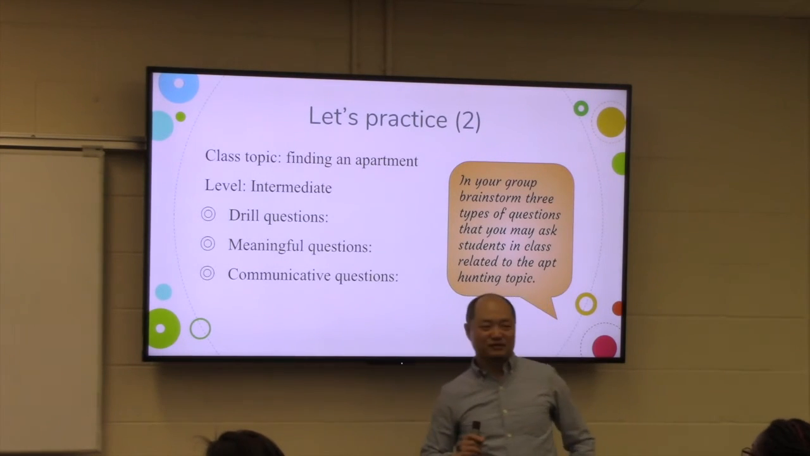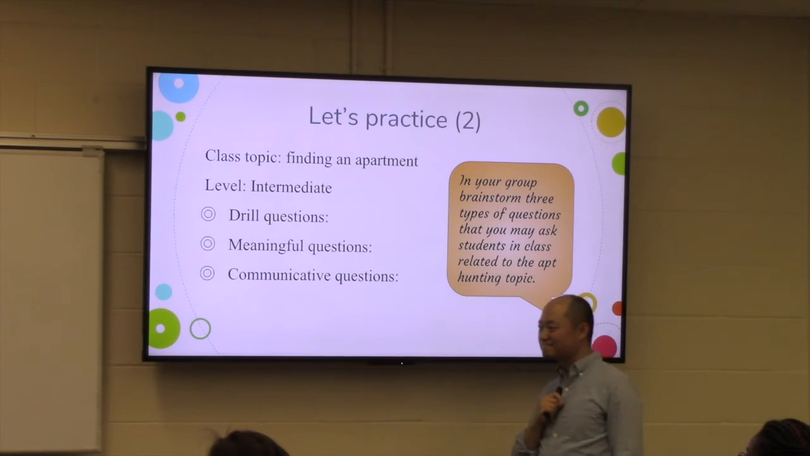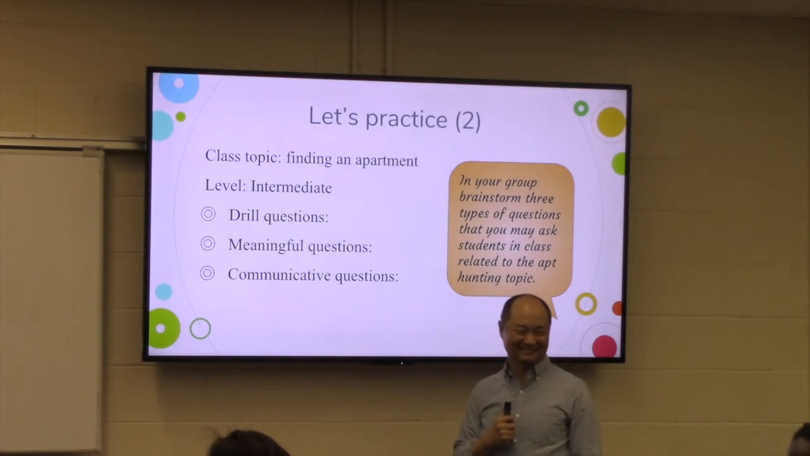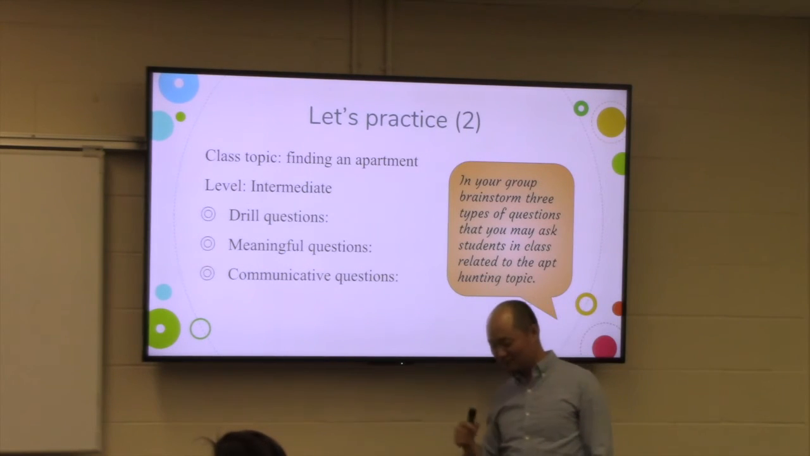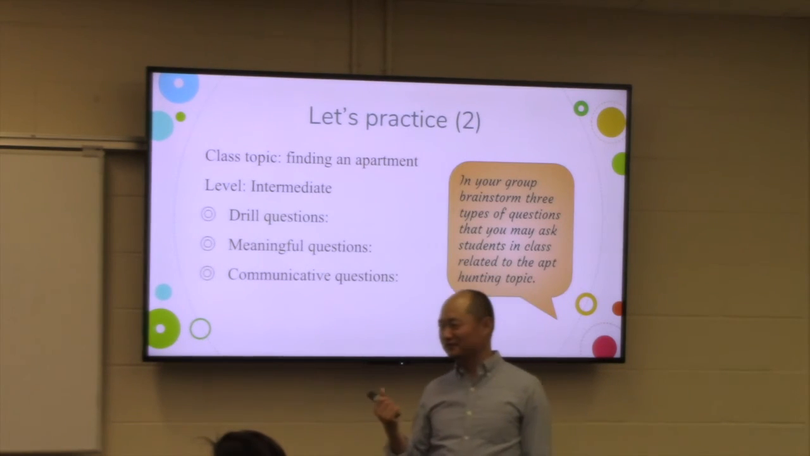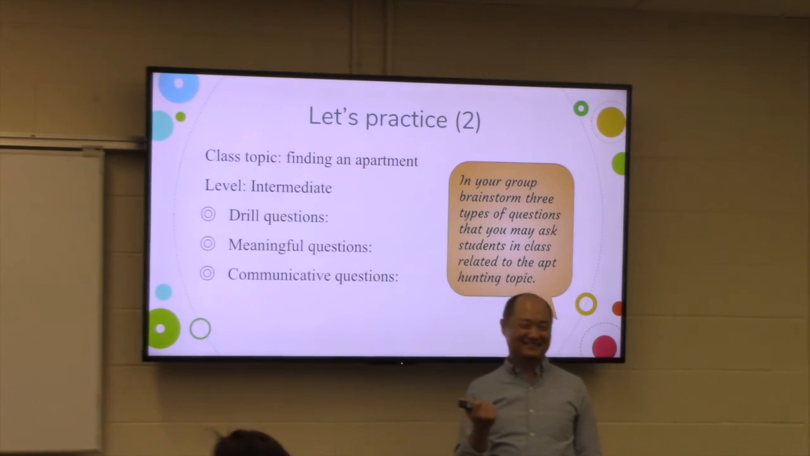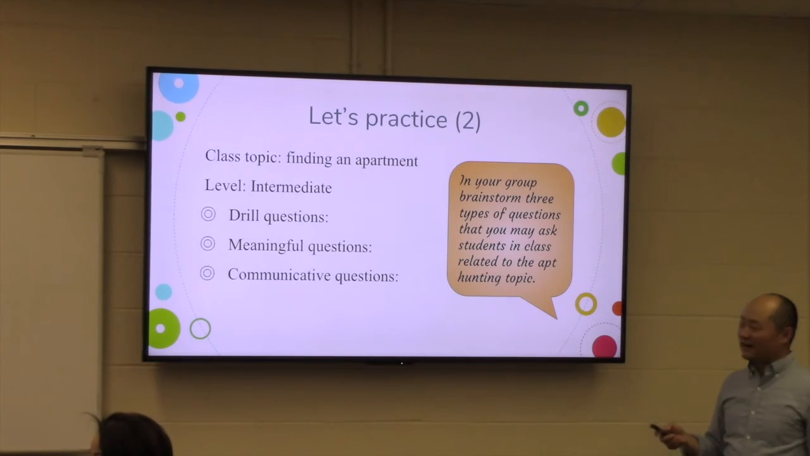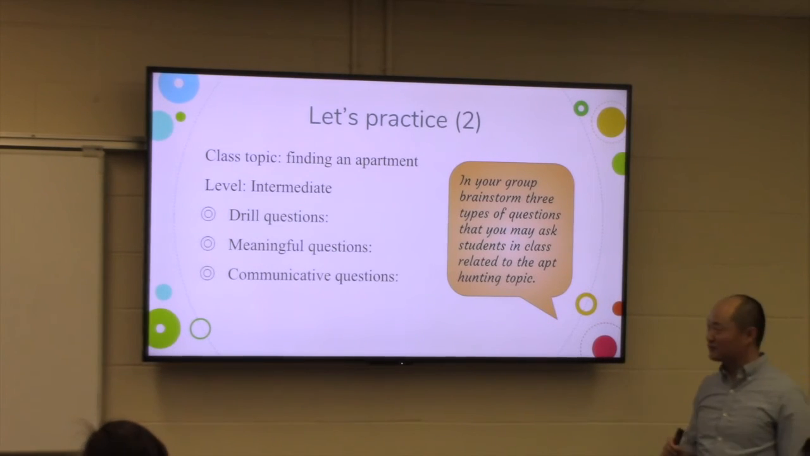So communicative questions? The requirements for your ideal apartment. That's a great idea. How many bedrooms do you want? Do you want furniture in the room? Furnished or unfurnished? Are pets allowed or not? Pet fee? Utilities? Things like that, right? I think you already got that. So those are different types of questions.